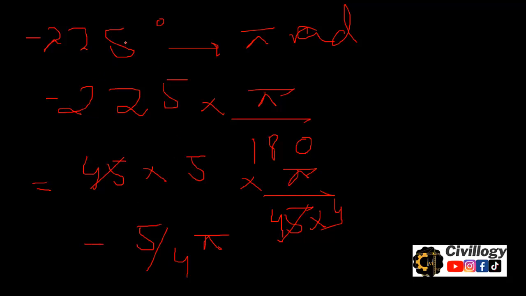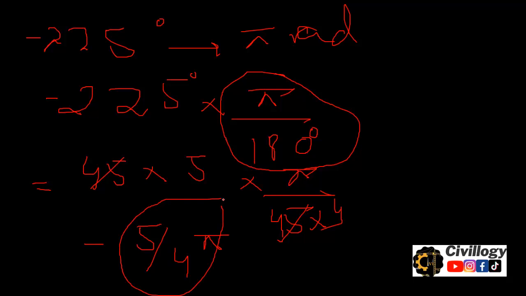So if you want to convert degrees to radians, use this formula: pi divided by 180. Because this is in degrees and this is also in degrees, to cancel out the degrees you divide the value in degrees: 225 divided by 180 into pi. Now let's convert this 5 by 4 pi radians into degrees.